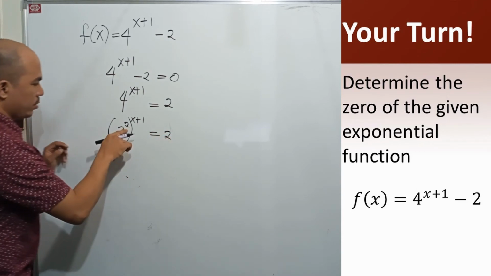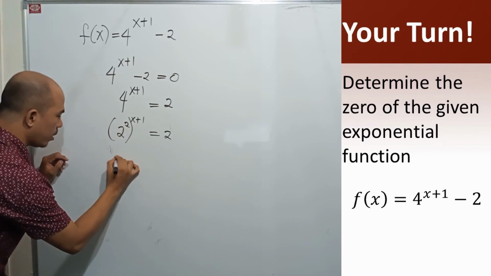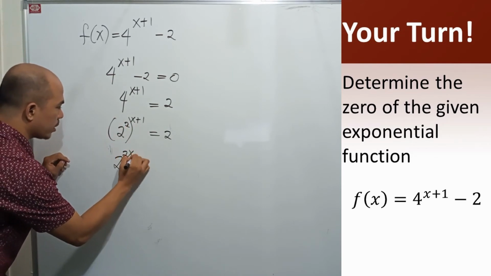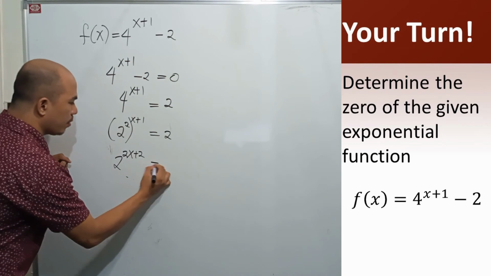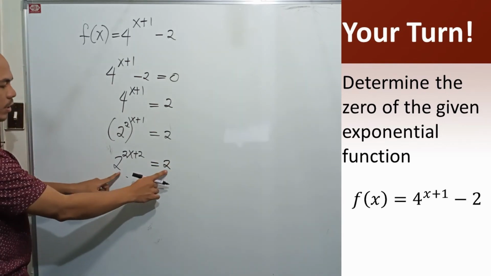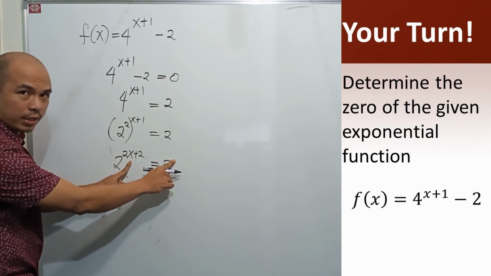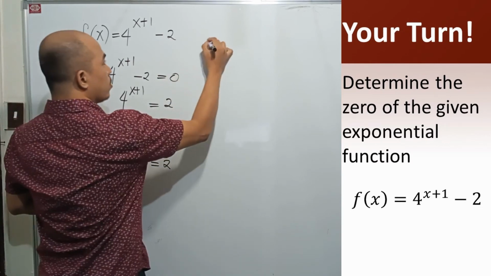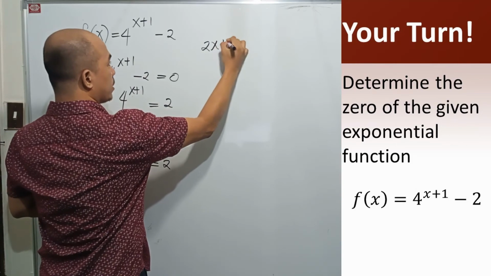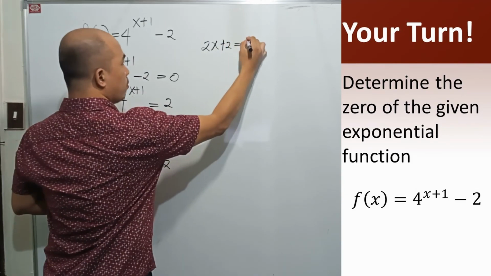Okay, so ngayon, multiply natin sila. So meron tayong 2 raised to 2x plus 2 equals 2. Since pareho na yung base nila, equal na rin yung exponent natin dito. So that means 2x plus 2 equals 1.